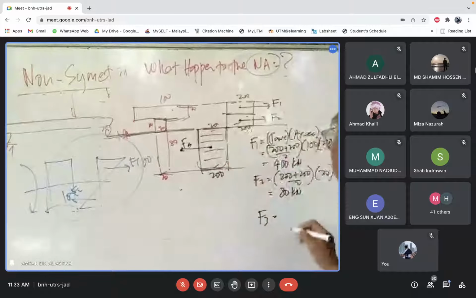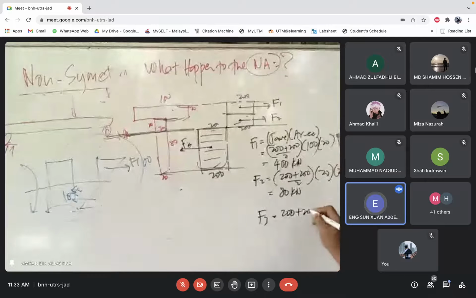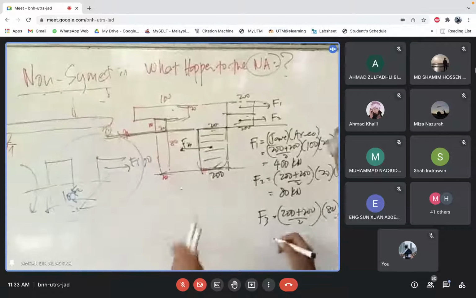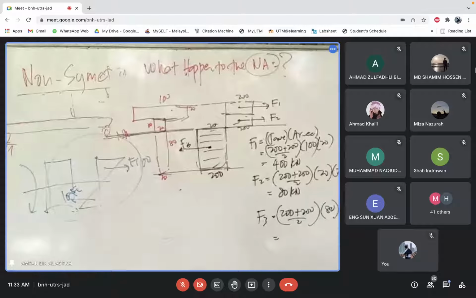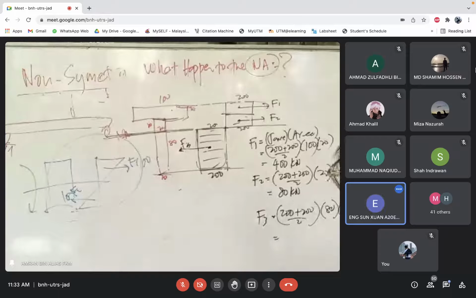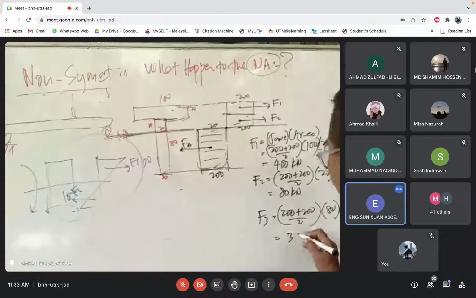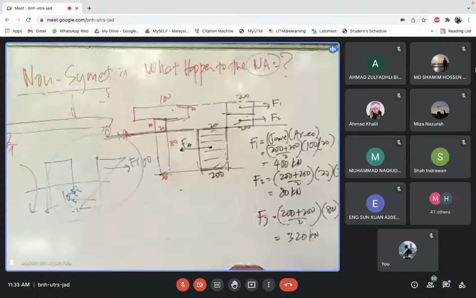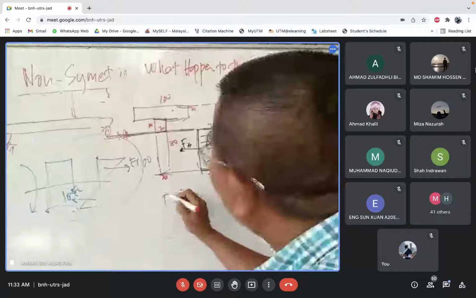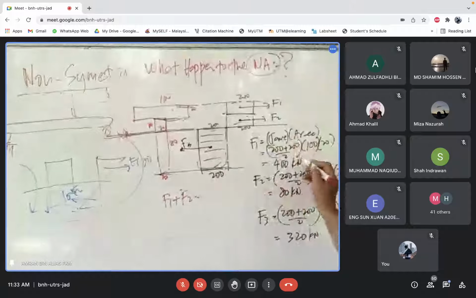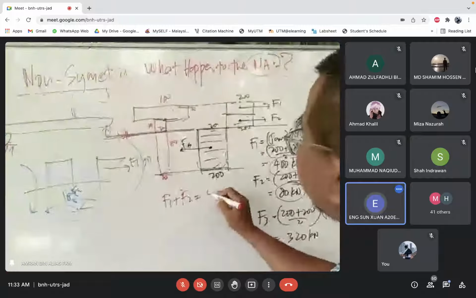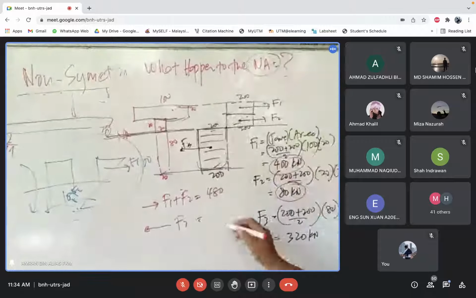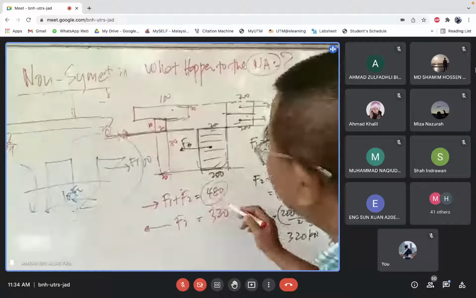Bottom here: 200 plus 200 over 2 times 80 times 20. What is the value there? 320 kilonewton. Now, F1 and F2 to the right, F3 to the left. F1 plus F2, what's the value there? 480. What is F3? F3 to the left, this to the right. What is the value of F3? 320. Does it balance or not? No.